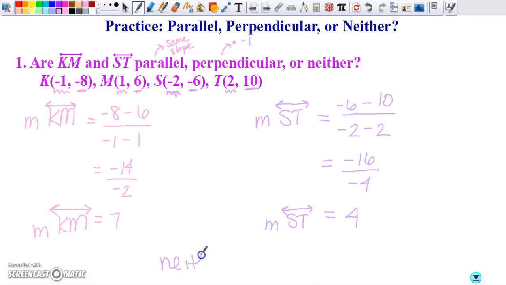These would be neither. They are not the same, so it's 7 and 4, not the same. Perpendicular would mean that 7 times 4 would equal a negative 1, which it does not equal. So it's not perpendicular, meaning it is neither.